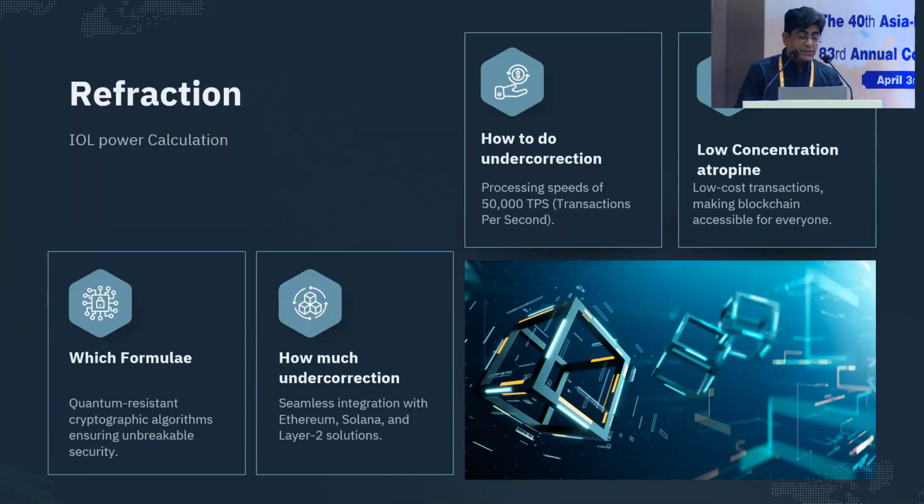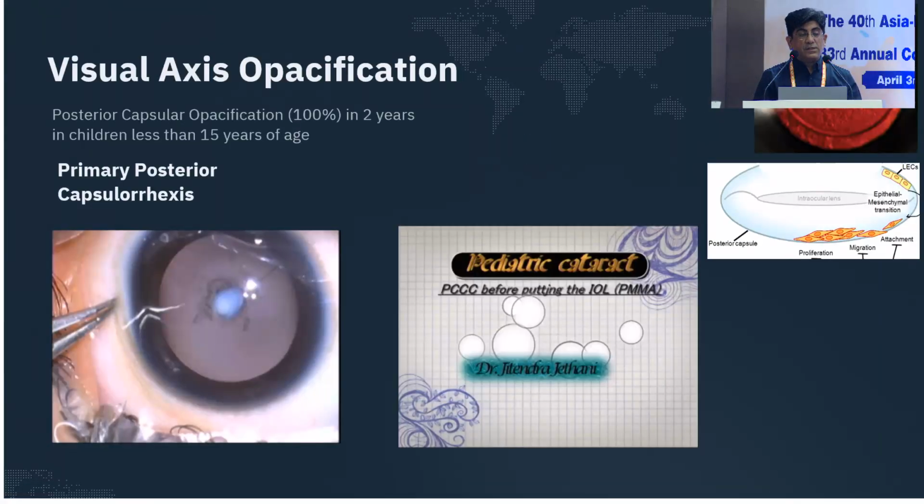So refraction, which formula to use, how much undercorrection, how to undercorrect, and nowadays we have started using low concentration atropine also. If there is a myopic shift, you can use low concentration atropine. Posterior capsular opacification is almost 100% in 2 years, within 2 years, if the age of patient is less than 18 years of age.